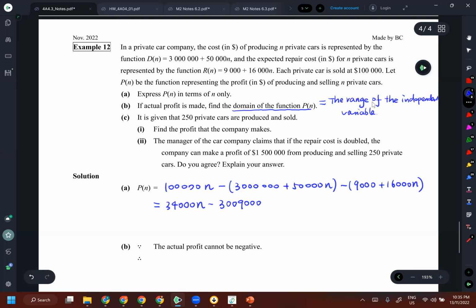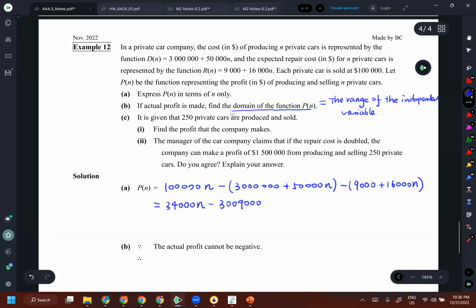Now, usually the independent variable is represented by the letter x. But in this case, it's not x. Usually it's between x and y. X is the independent, y is the dependent. But this time it's not. It's p and n. Okay? N is the independent variable. And p, the profit, is the dependent variable.